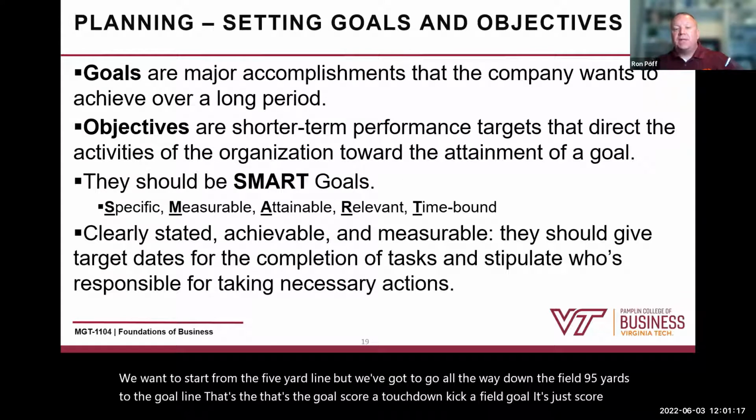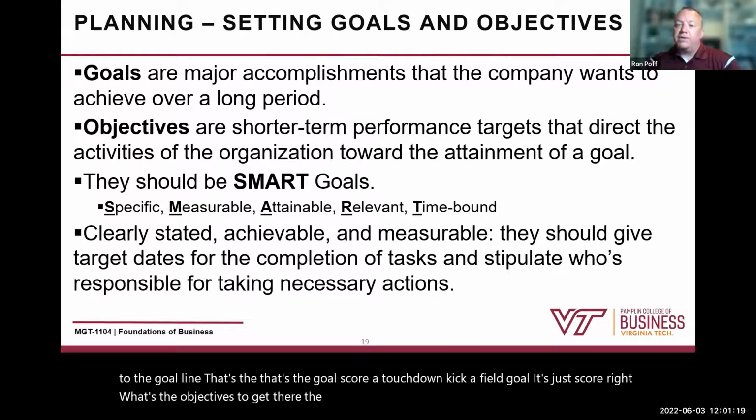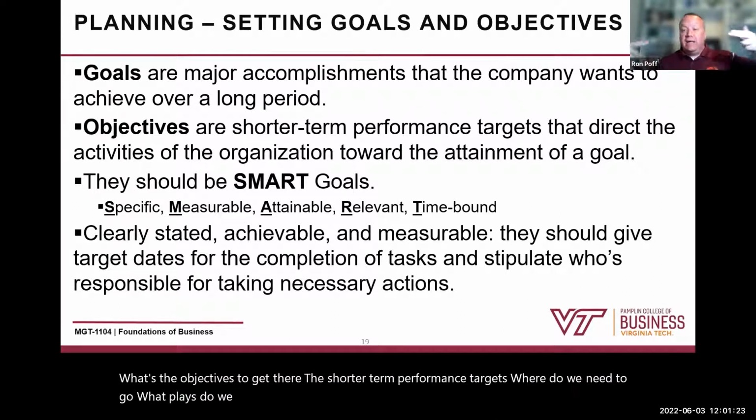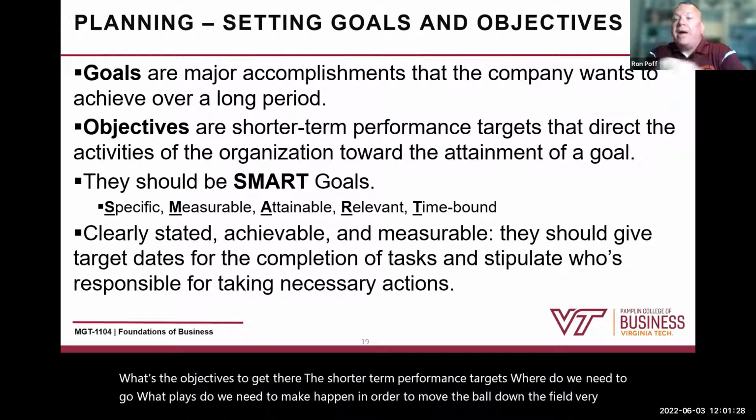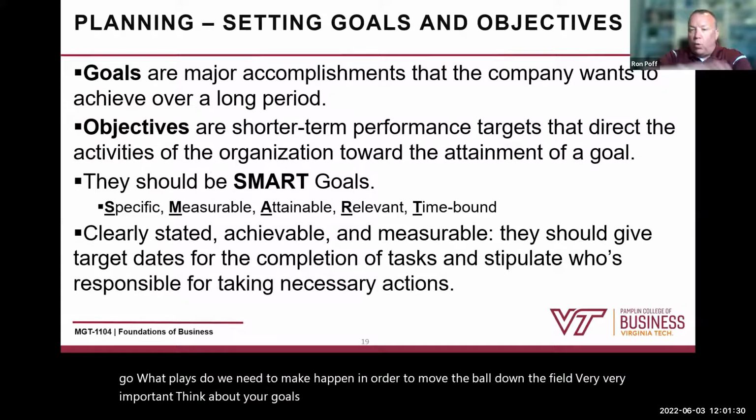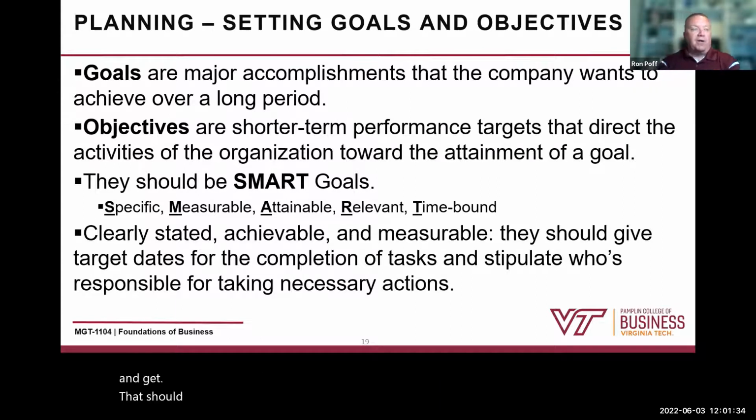What are the objectives to get there? The shorter term performance targets. Where do we need to go? What plays do we need to make happen in order to move the ball down the field? Very, very important. Think about your goals and objectives. Your goal, walk across the stage, should be two goals, right? Walk across the stage, get your diploma from Virginia Tech.